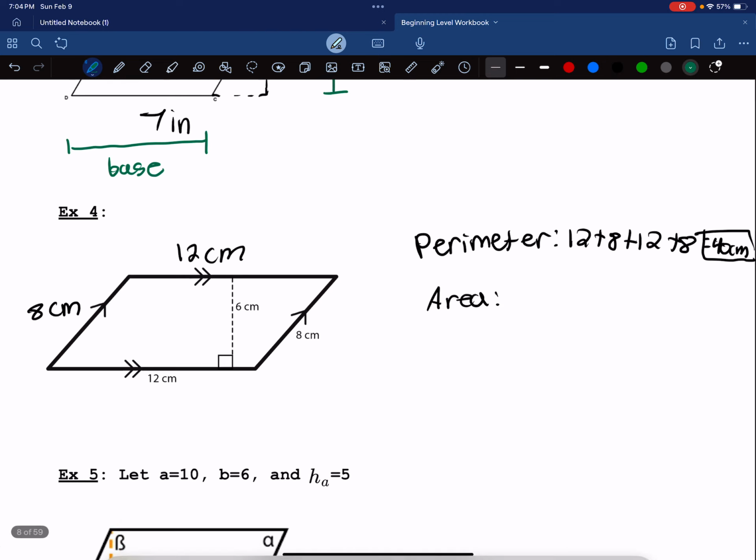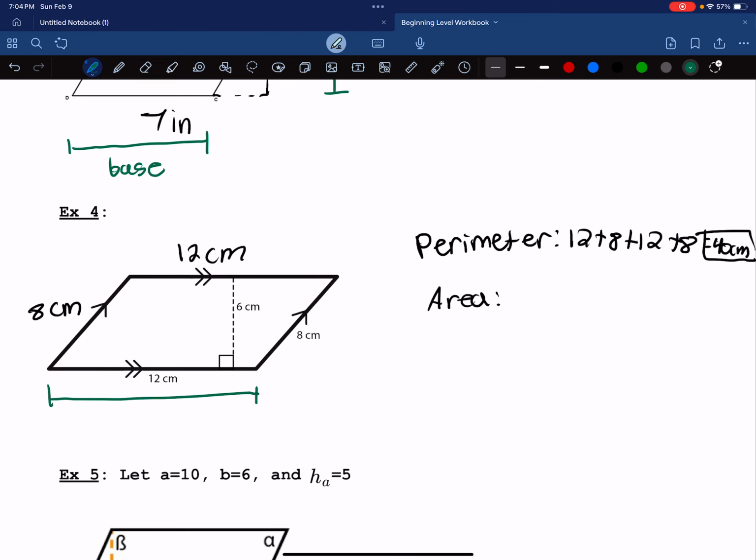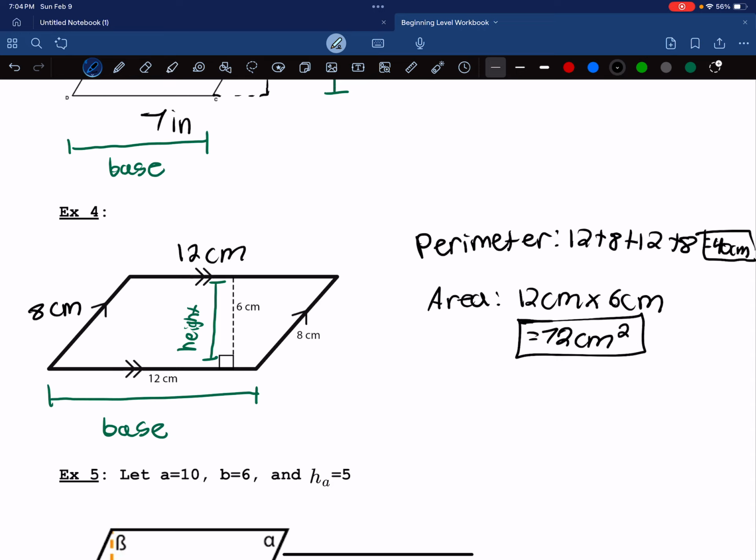So this is our base. This is our height. So 12 times 6, we're going to do 12 centimeters times 6 centimeters. And 12 times 6 is 72. 72 centimeters. And don't forget, because this is area, we have to square our units.